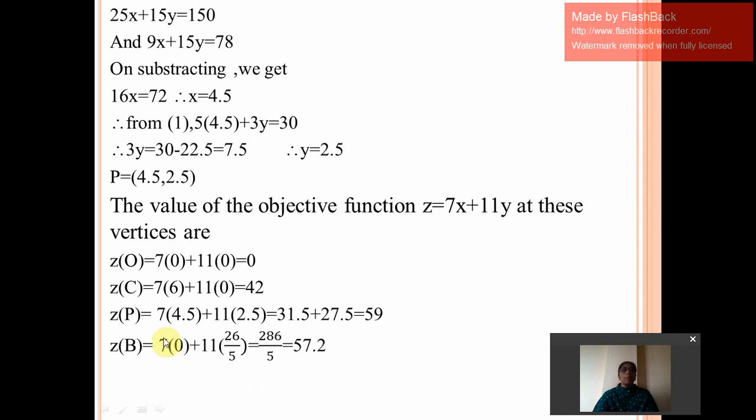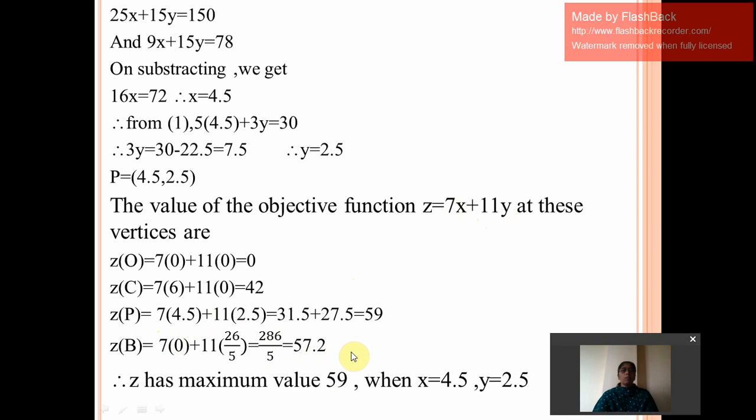Z at vertex B, 0, 26 by 5: 7 into 0 plus 8 into 26 by 5, is equal to 286 by 5, that is 57.2. Therefore, Z has maximum value 59 when x is equal to 4.5, y is equal to 2.5.